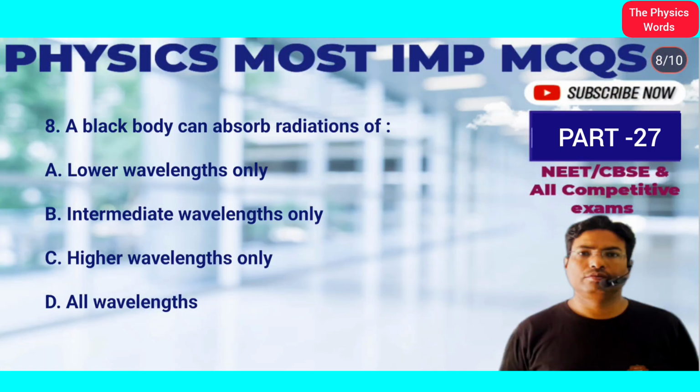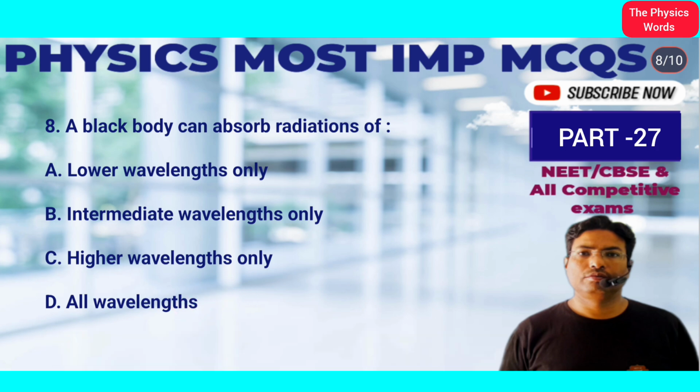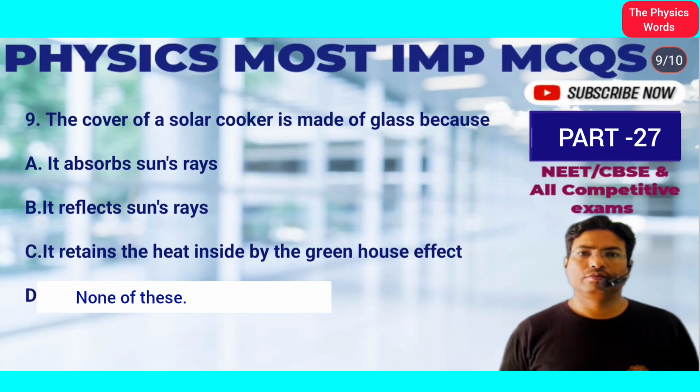Next question. 8. A black body can absorb radiations of A. Lower wavelengths only. B. Intermediate wavelengths only. C. Higher wavelengths only. D. All wavelengths. The correct answer is option D. All wavelengths.